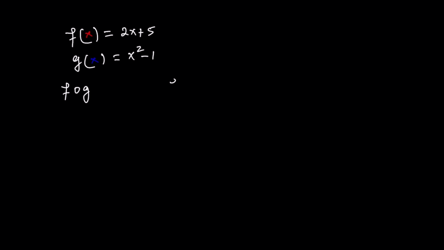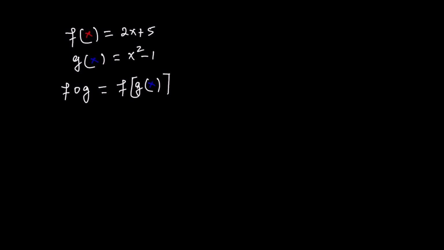Now, notice this is not multiplication. If you ever see a closed dot between functions, that means multiply. But here we're dealing with a composite function, which means one function goes inside another. So f of g means g is inside of f. In other words, this is f of g of x.